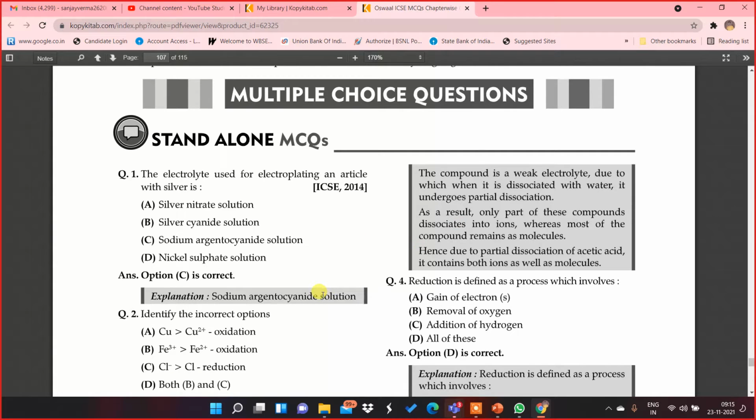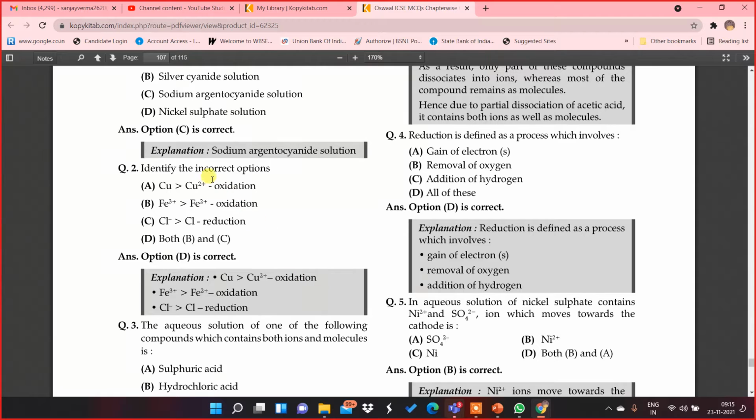Then question number 2. Identify the incorrect options. Copper atom becomes copper ion. It is oxidation. Okay. Iron 3 becomes iron 2. Is it oxidation? No, sir. It is reduction. So this is incorrect.